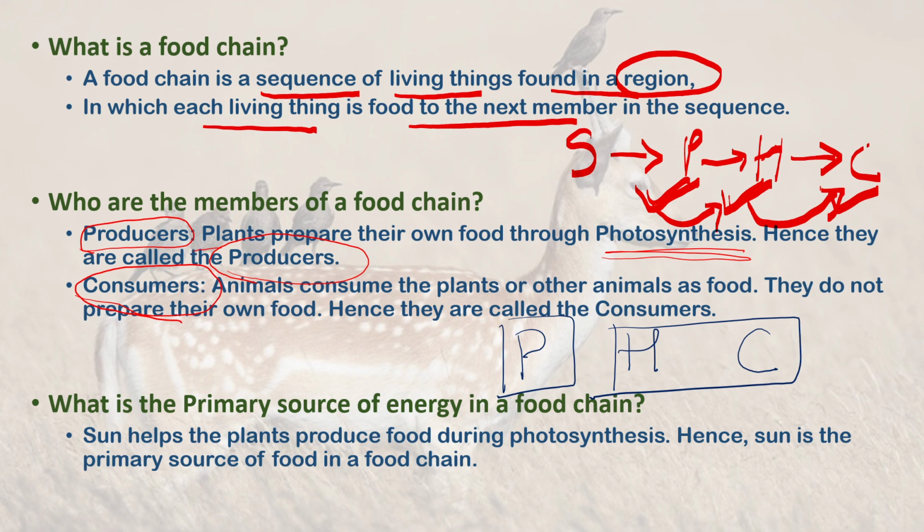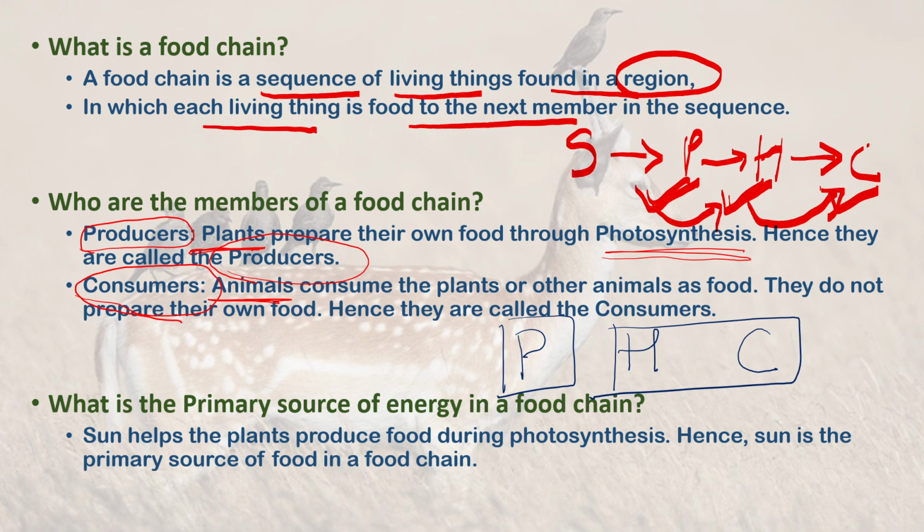So what are plants called? Plants are called producers and animals are called consumers. Okay? Because animals do not produce their own food, they can only consume food. So who are the two members of the food chain? One are producers, which are plants, and the second are consumers, which are the animals.